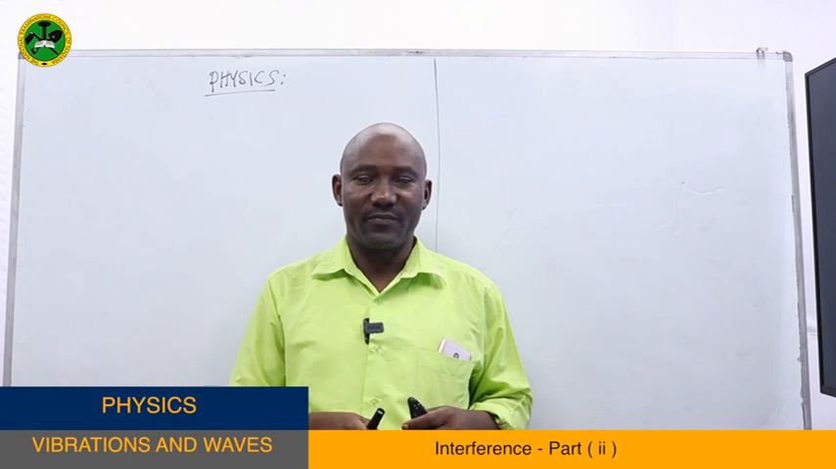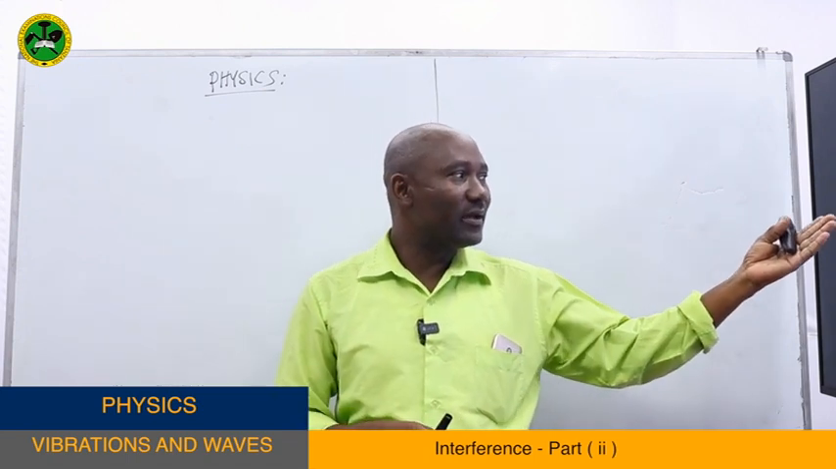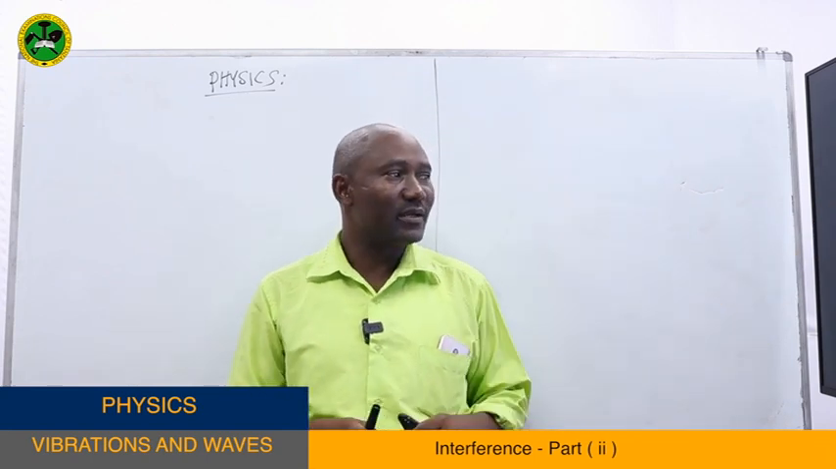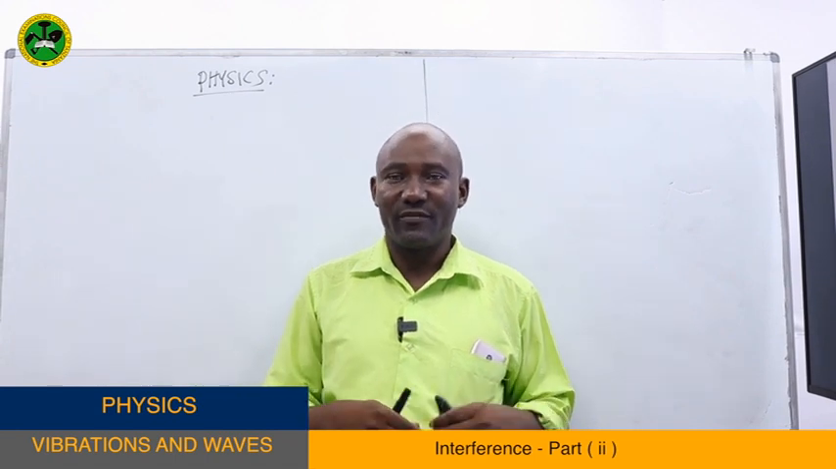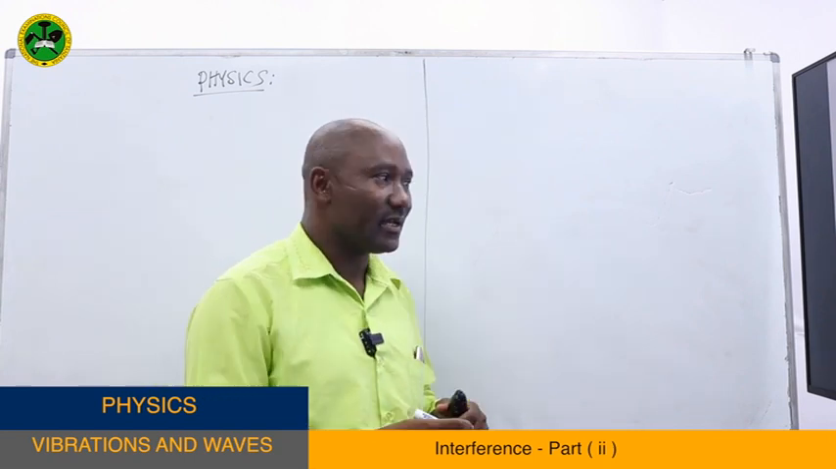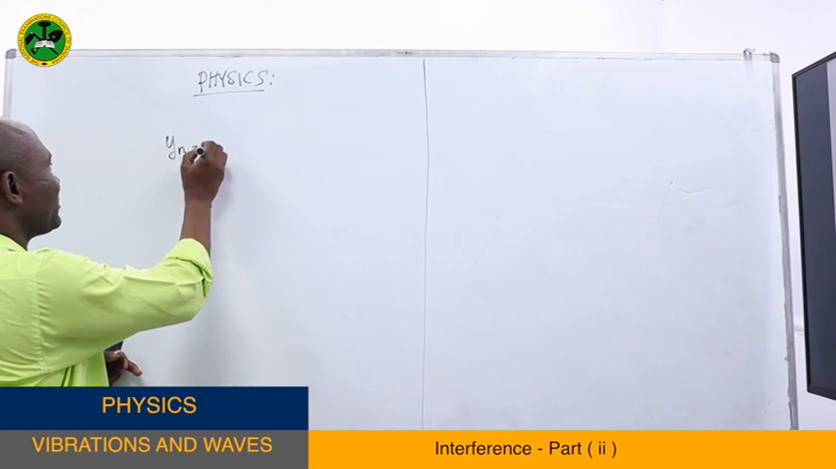It's physics time. So today's discussion will be based on the topic known as vibrations and waves, but particularly in the subtopic interference. This is the second part of interference. If you remember, last time we had the interference on the Young's double slit experiment, and we saw that we can find the position of the fringes using the formula.